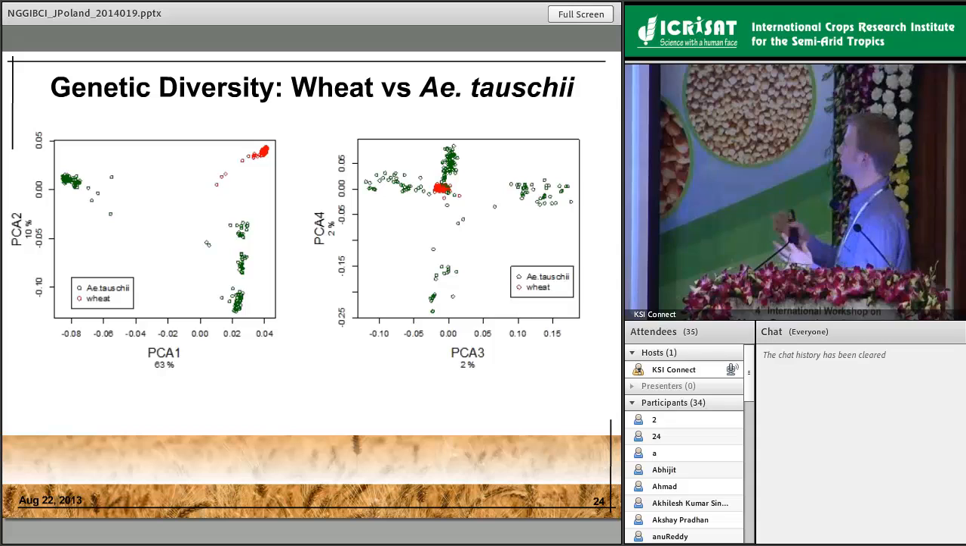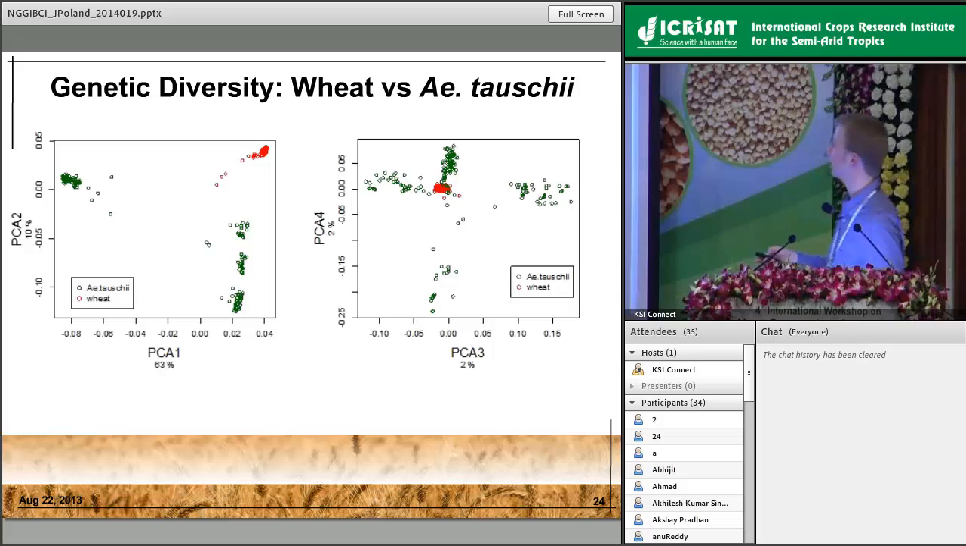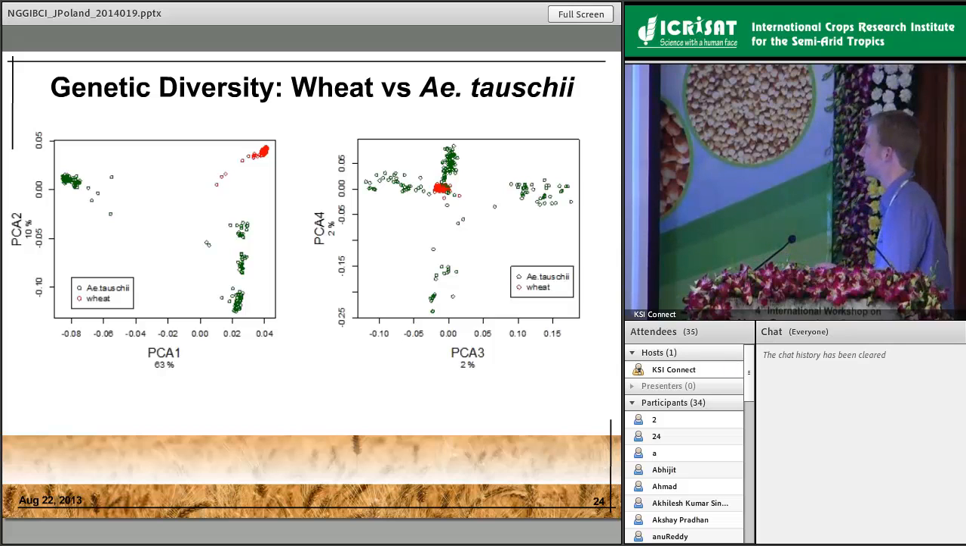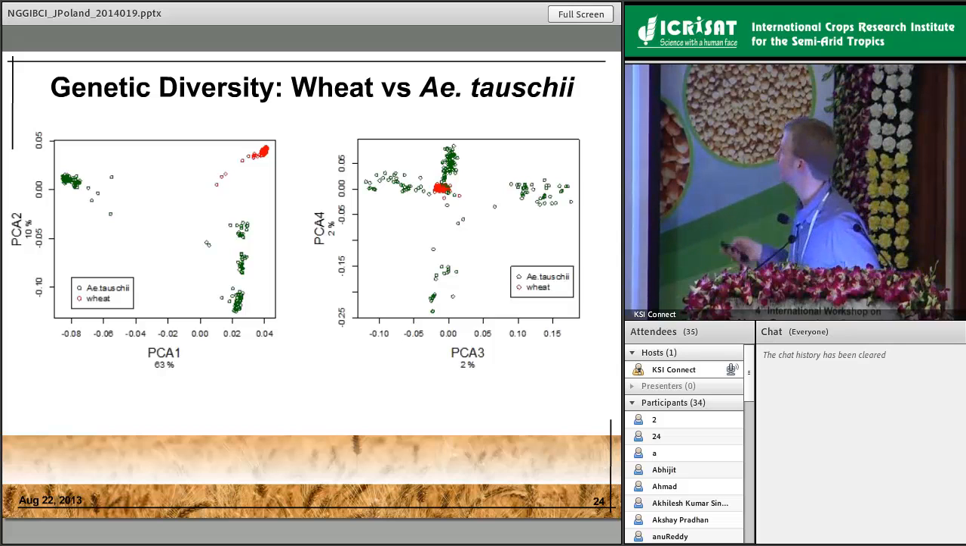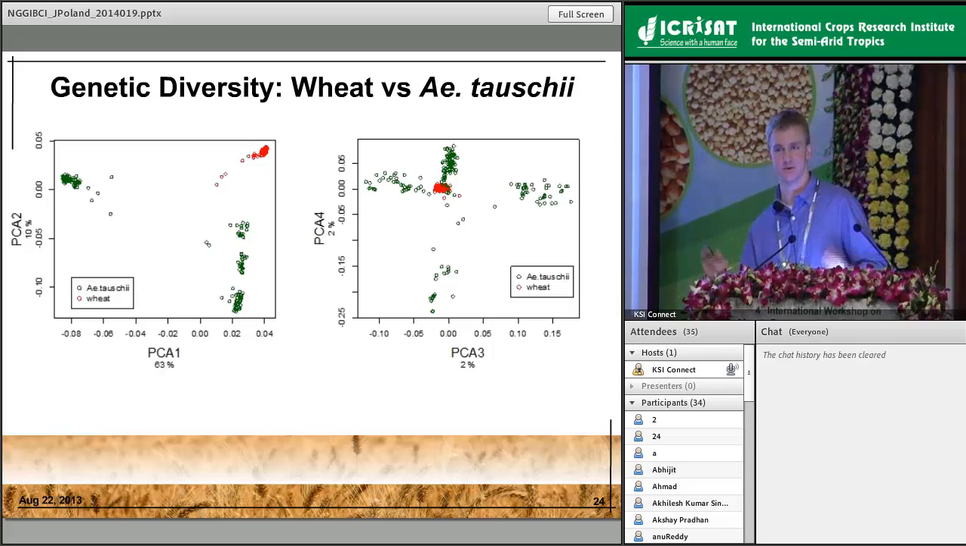And so what we want to do then is put this back into the context of wheat, the hexaploid genome, and the breeding material. So now colored in green is the Tauschii germplasm collection, and then wheat here is about 600 entries from the CIMMYT breeding program. And you can see here on the first and second PCA and the third and fourth that, as is well known, there's very limited diversity relative to the wild species.